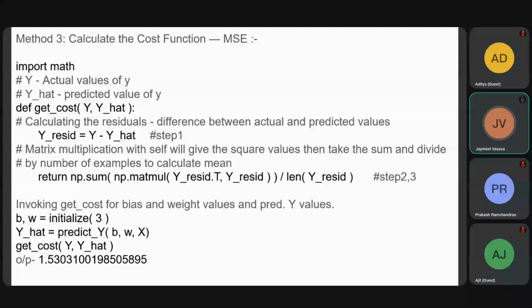And then using the get cost function on the y and the y hat values with the bias and the weights, the output is 1.53.